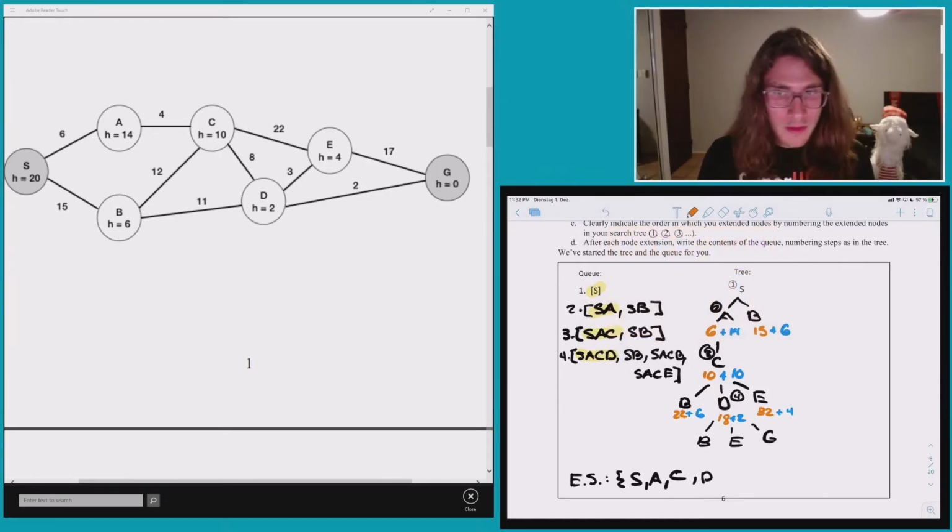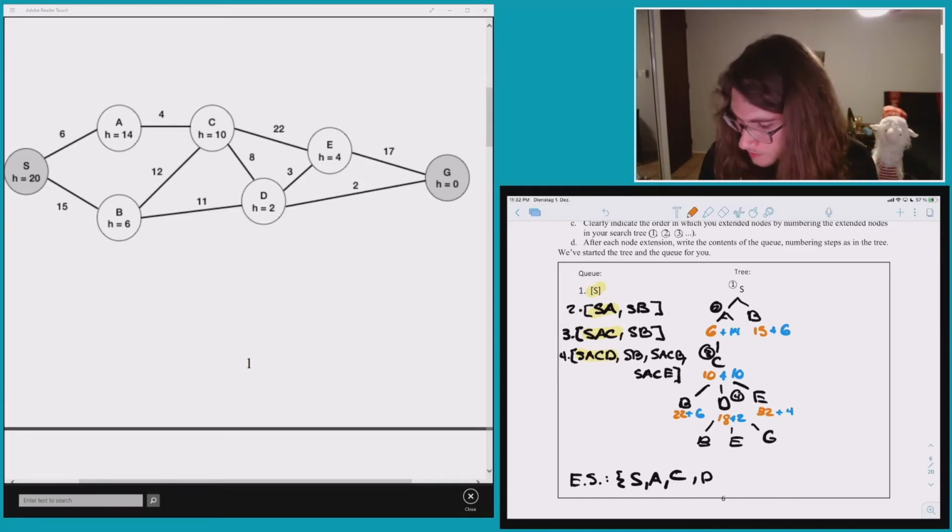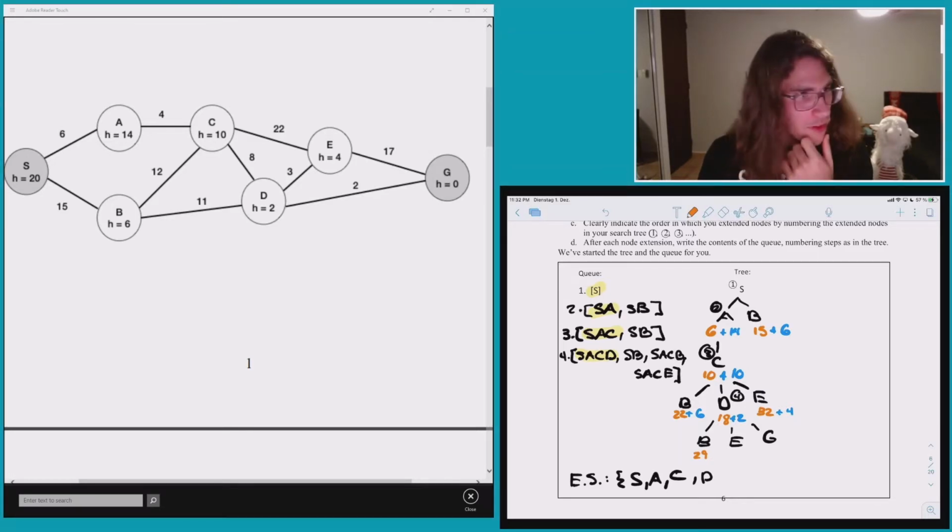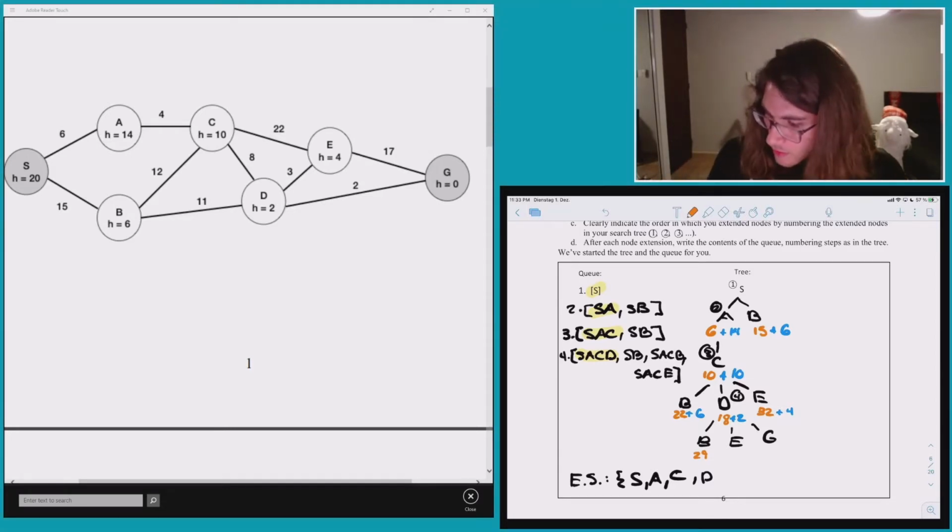To add the path lengths, B should be 29. Let's see, is it 29? This is 10, 18, 29, yes. E is then 18 plus 3 is 21. And G, 18 plus 2 is 20.